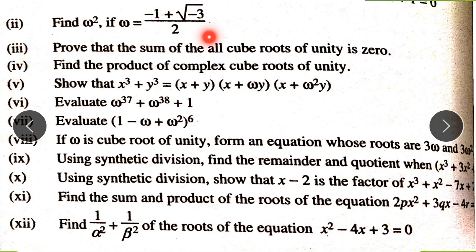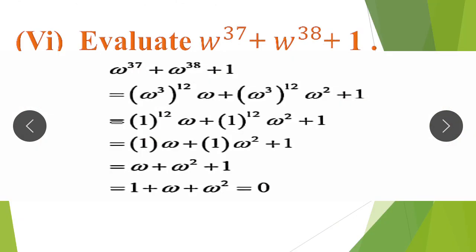Here we have questions related to these properties of cube roots of unity, which are already solved. Okay, next question: evaluate the sixth part, omega 37 expression. Let's see how we can evaluate this. You can see here omega is raised to the power 37 and omega is raised to the power 38, and we know the value of omega raised to the power cube, not omega raised to the power 37. So therefore it is a must to break omega into cube form.